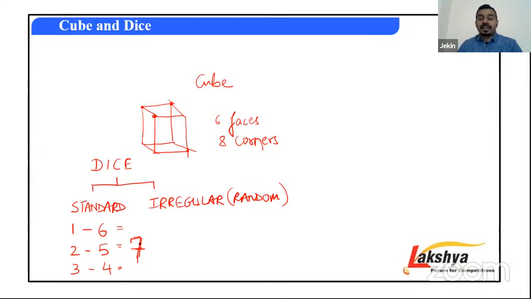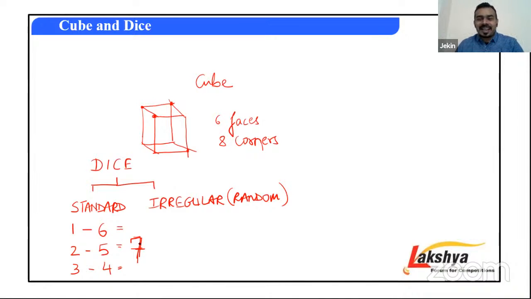Now, supposing if a question comes in the exam, there's a standard dice and the face at the top is 5. Therefore, what would be the face opposite it? The answer is very simple. Since it's a standard dice, the opposite face has to be 2 because 5 plus 2 is 7. Simple. That is the standard dice.